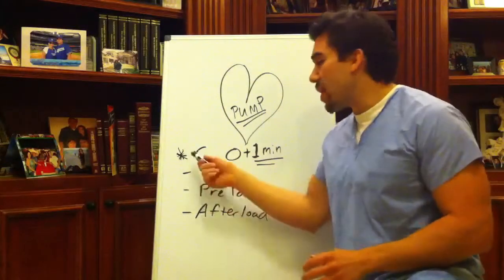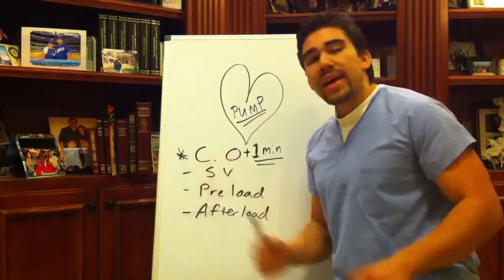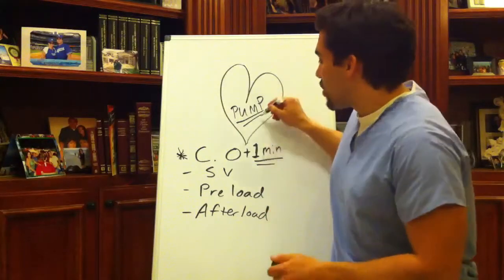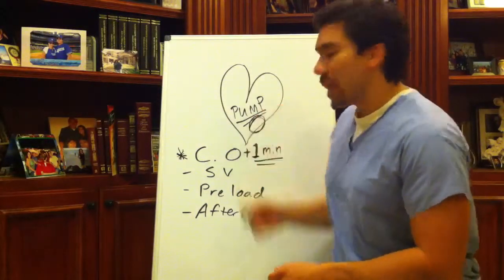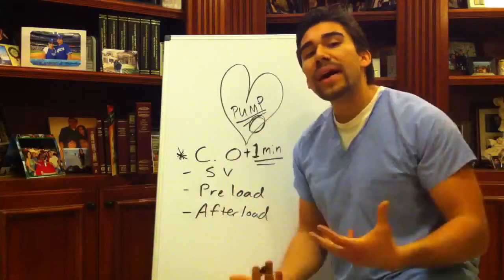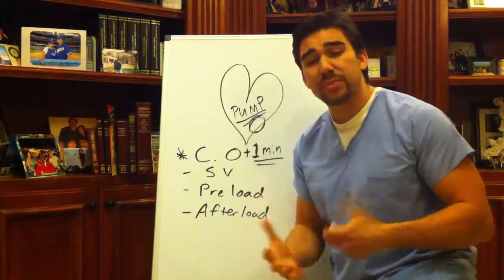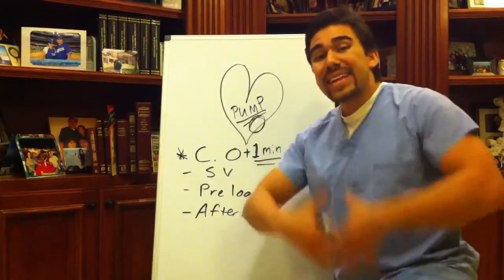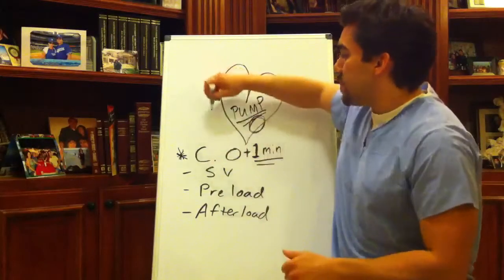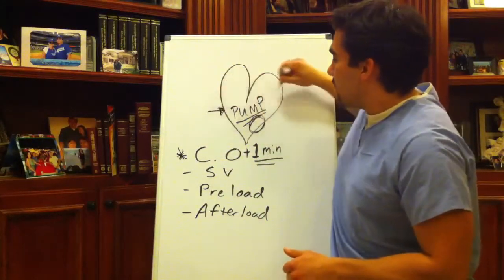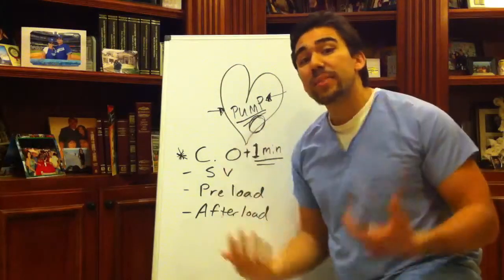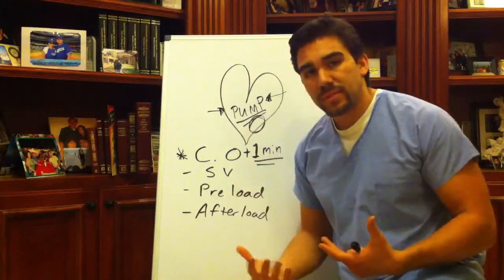So let's start with cardiac output. Cardiac output is the amount of blood that is ejected from the left ventricle of your heart out to the rest of the body in 1 minute. Now, your body has about 5 liters on the average person of blood that it needs to circulate throughout the body. So if your heart, which acts as a pump, is not able to pump enough blood to the rest of the body, what happens?